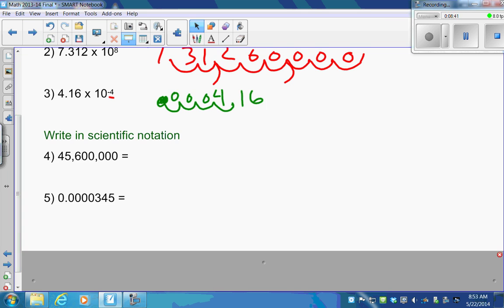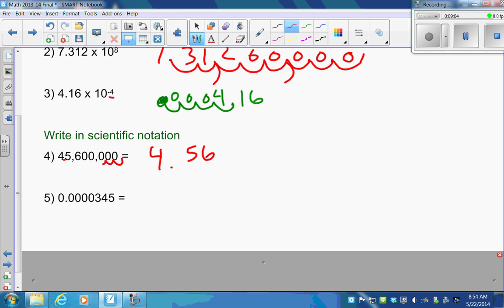Here are your next two problems. I want you to work it backwards. So give me a decimal with scientific notation. Please pause your recording now. All right, so scientific notation. Remember, decimal goes after the first point. So this one will be 4.56. I have to get my decimal to there. So 1, 2, 3, 4, 5, 6, 7. 4.56 times 10 to the 7th.